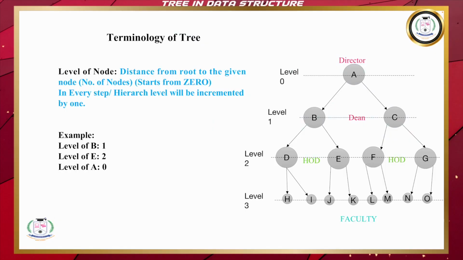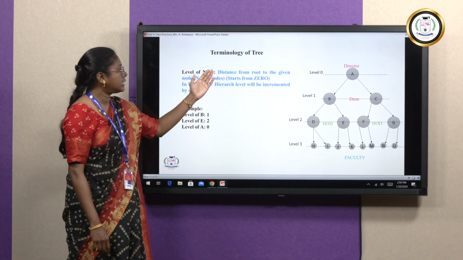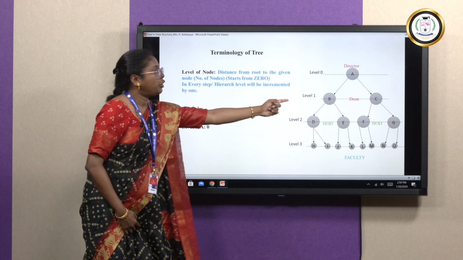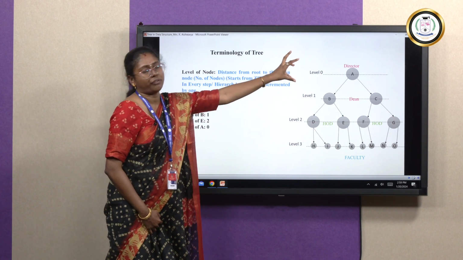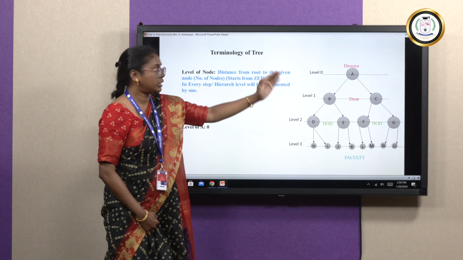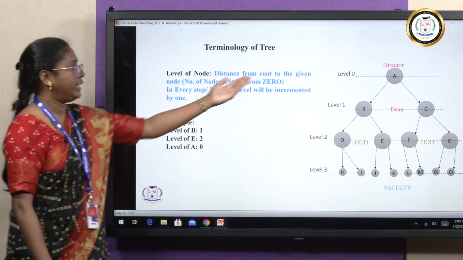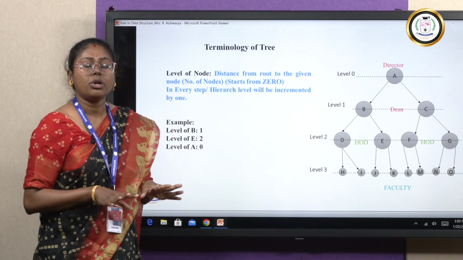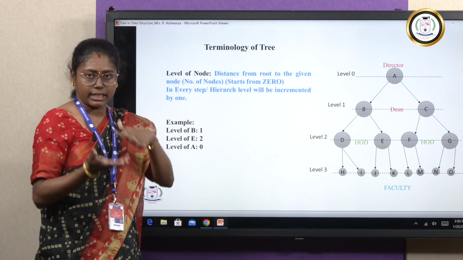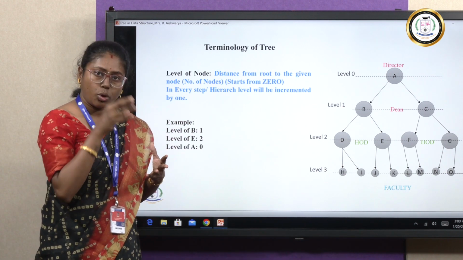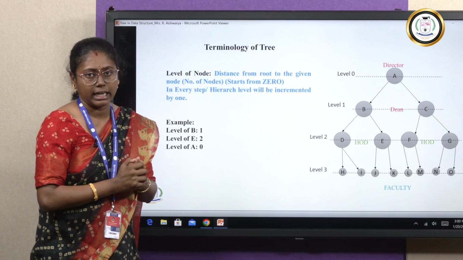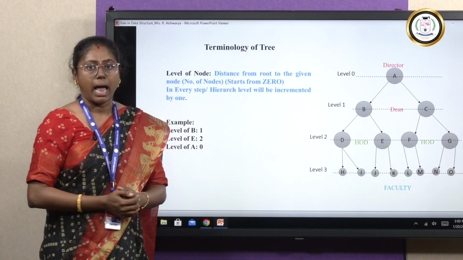The next one: what is the level of B? As I already said, it is the distance from the root to that given node, starting from 0. Count the nodes, and you can easily determine that this is level 1. And the next one, the level of A. A is the root node, so we cannot go to a previous node. The root node starts from 0, so it's clearly visible that A is at level 0.